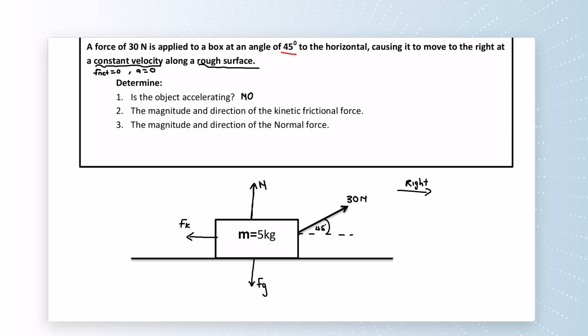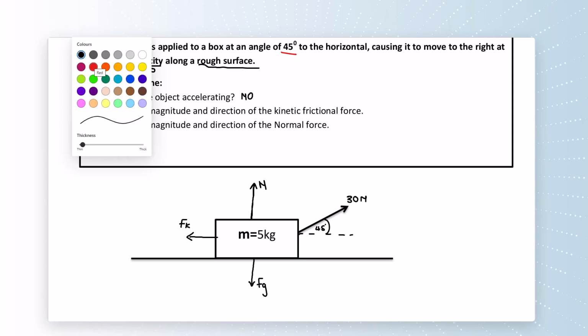Previously, the force was parallel. It was collinear with the frictional force. So we just added them directly. There was no problem there. This time, we have an applied force that is at an angle. We can't just allow the 30 Newton to interact with the frictional force. We need to break that 30 into its horizontal and vertical component.